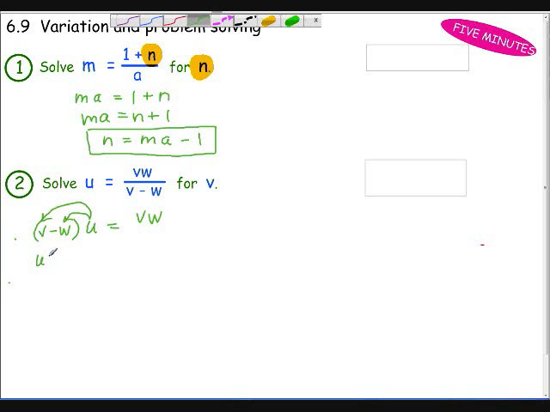Now I'll have uv minus uw equals vw. I want all my v's on one side and everything else on the other. So I'm going to add uw to both sides. uv equals vw plus uw. But remembering that I'm solving for v, well, I've got v all over the place. I want to get it consolidated here. I haven't been successful at that yet. I want to get my v over here. So I'm going to subtract vw from both sides. So I have uv minus vw equals uw.